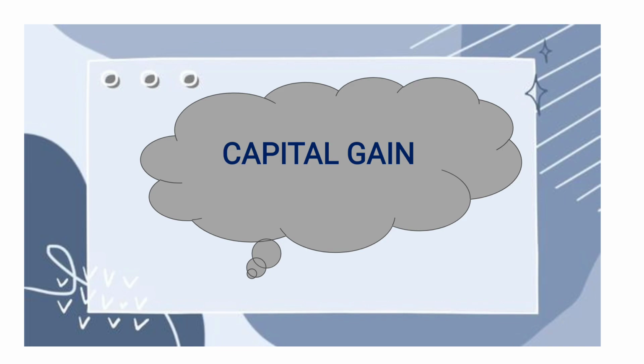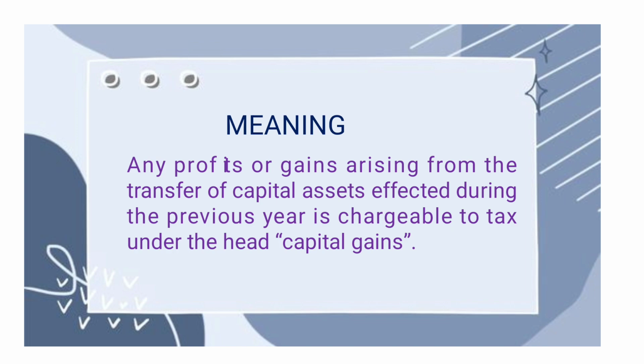As per the Income Tax Act, capital gain is specified under section 45. Any profits or gains arising from the transfer of capital assets, where the transfer is made during the previous year, is chargeable to tax under the head capital gains. The taxation of capital gains depends on two aspects, that is capital assets and transfer.